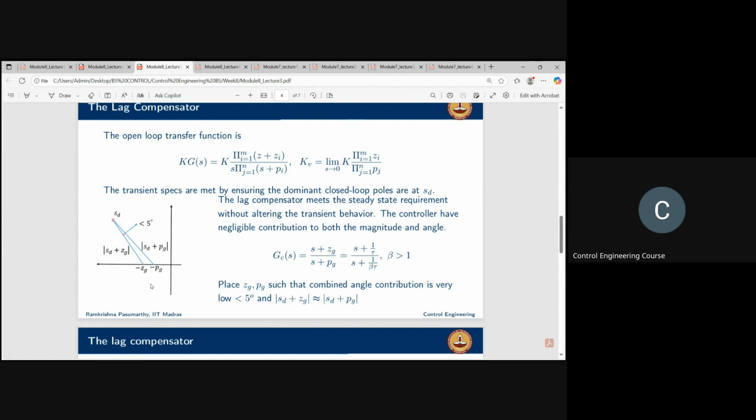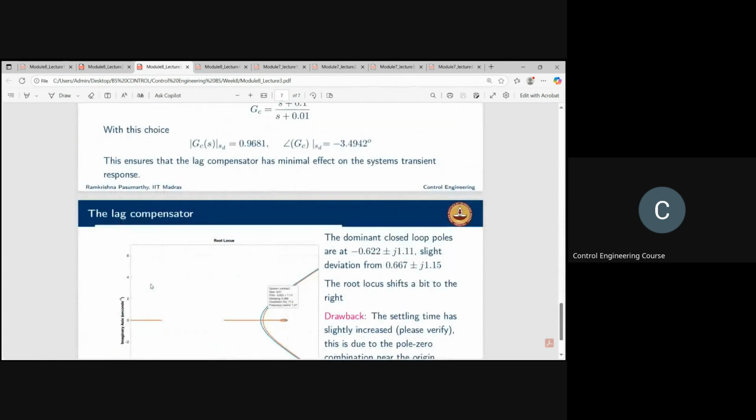Got it? So from the point of view of the dominant poles, it will look as though there is a pole zero cancellation. The remaining root locus plot will not get affected, but theoretically there will still be a pole and zero very close to the origin, making the steady state response controlled in the manner you like. Got it? Yeah. So that is where this design comes in.